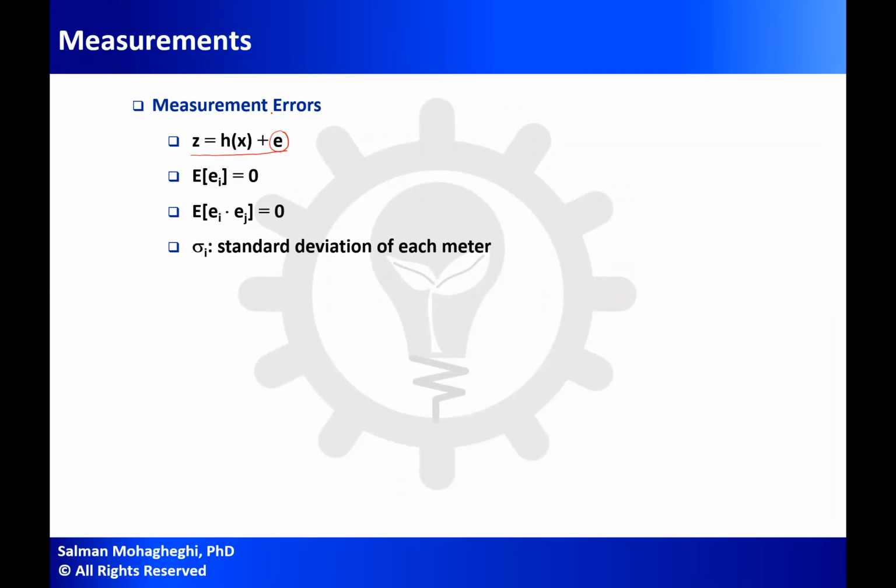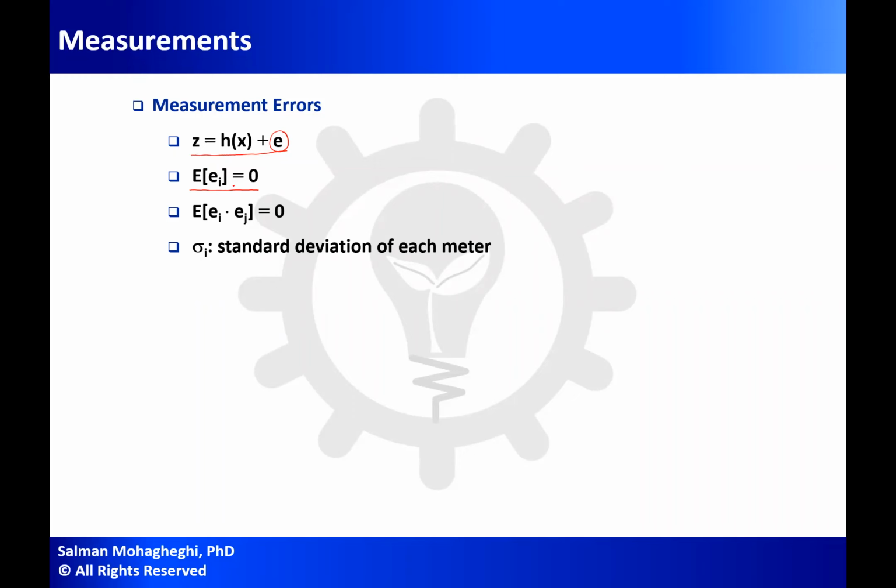Now, I make certain assumptions about these errors of measurement. First, I assume that meters have no biases, meaning that they do not systematically overestimate or underestimate their measurement. Mathematically, this can be shown as expected value of the errors for every single meter would be 0. That means you could have positive errors or negative errors, but on average, the meter has no bias.